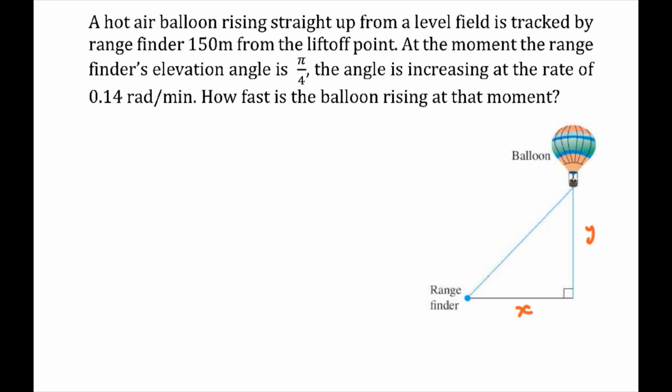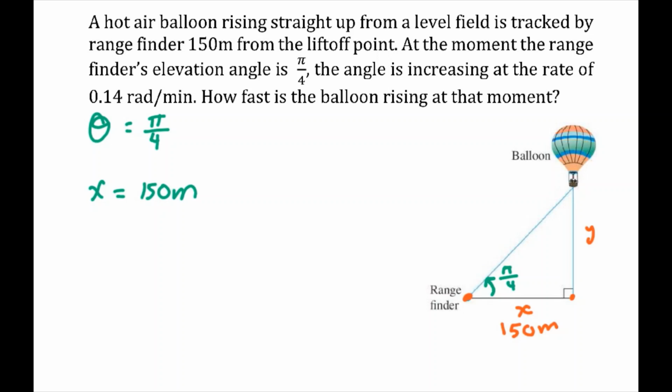Now, let's go ahead and read. So tracked by a range finder 150 meters from the liftoff point. So this is the liftoff point, right? Now, it is 150, so this x is equal to 150 meters, the distance between the ranger and the liftoff point. At the moment, the range finder's elevation angle is pi/4. This angle here is called an elevation angle, and it's equal to pi/4. So if I call this theta, so theta equals pi/4, and x is equal to 150 meters.